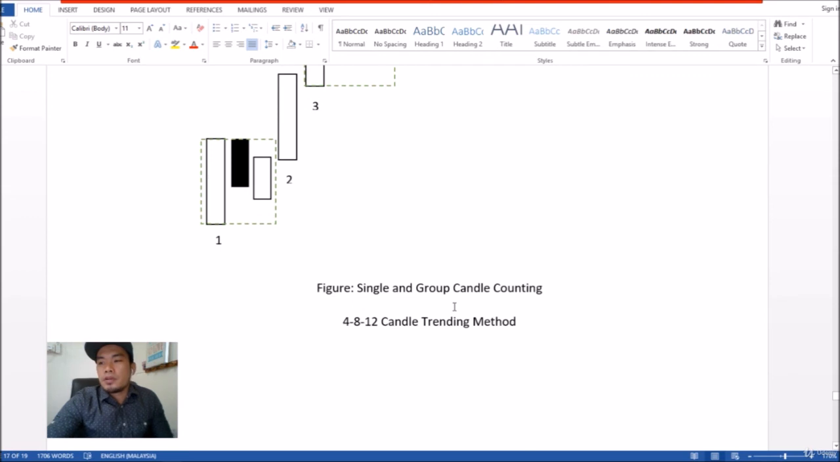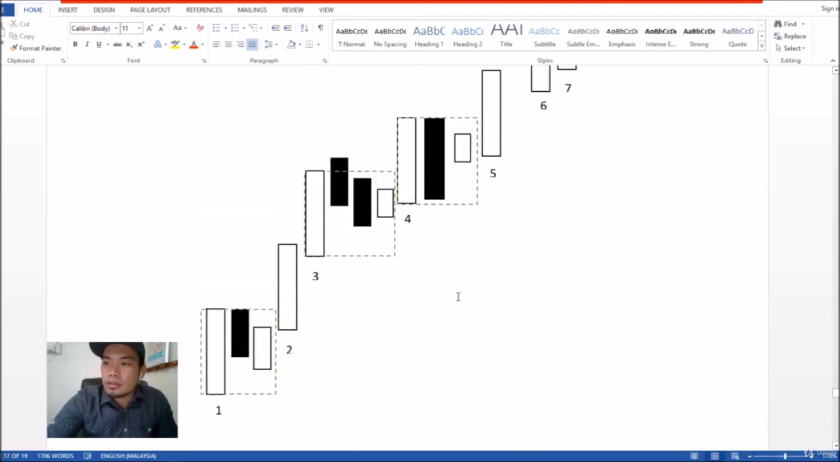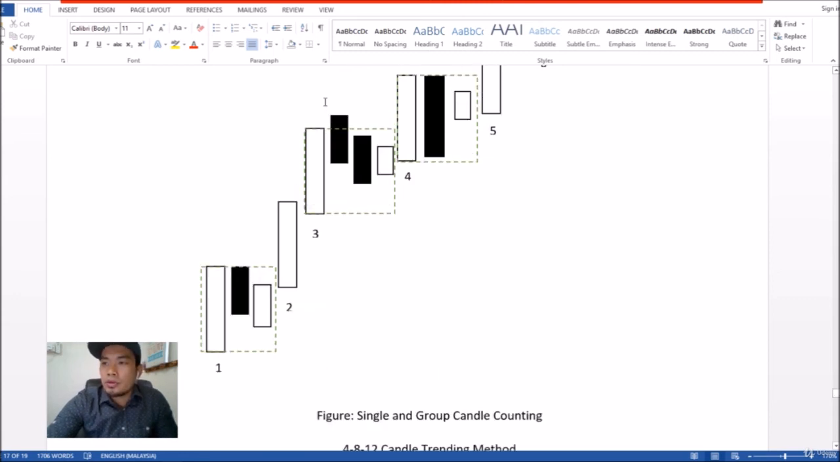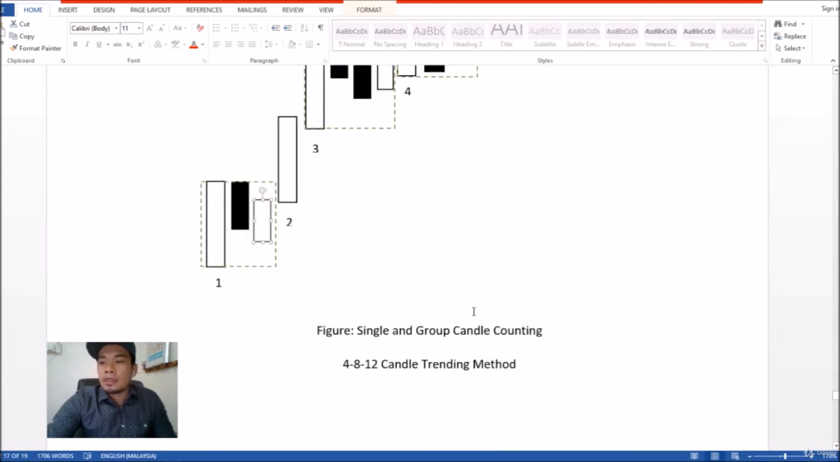And this is what we call a candle trending method. This is what we call candle grouping, and this is a single candle. If you look at this first box, you can see that the second and the third candle are engulfed in the body of the first candle. So actually this is one candle, all right?